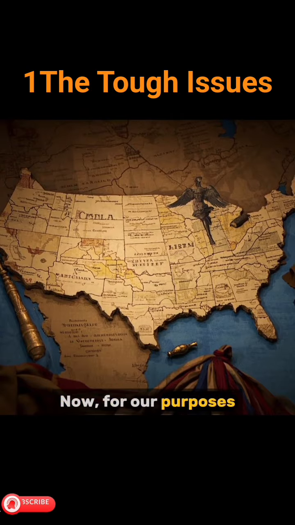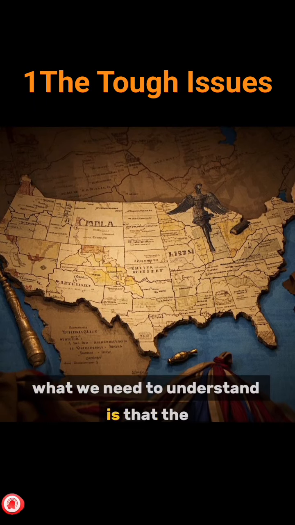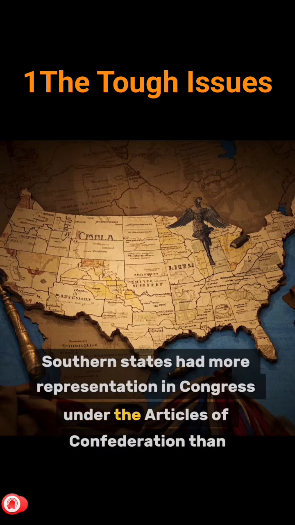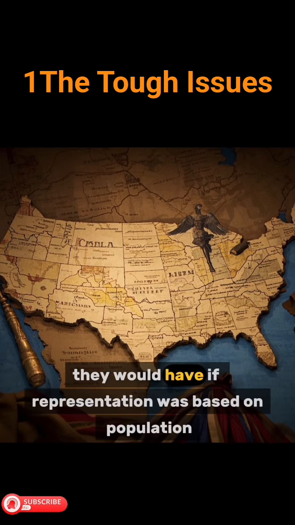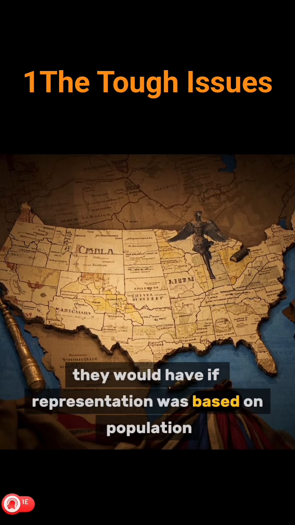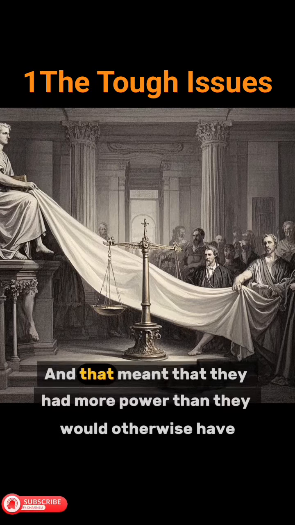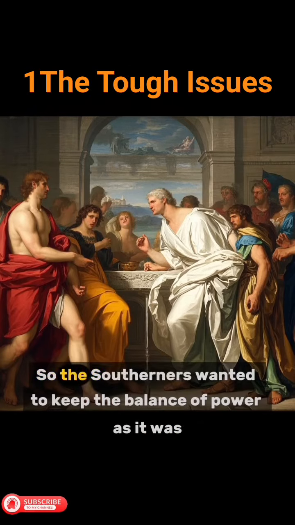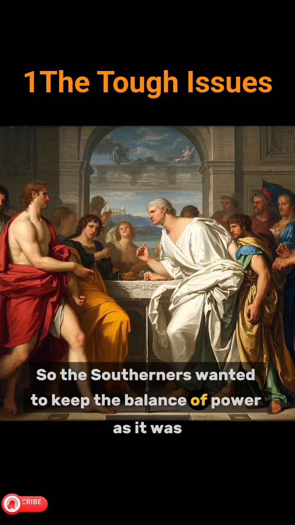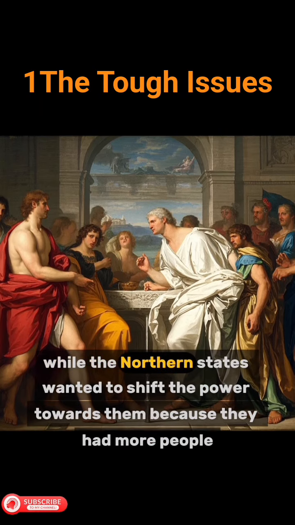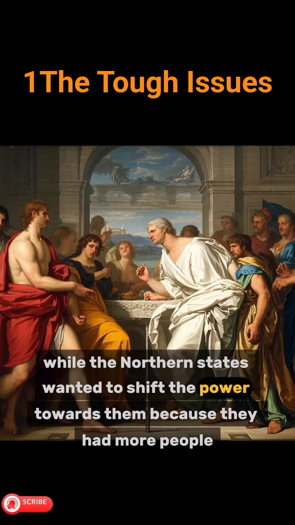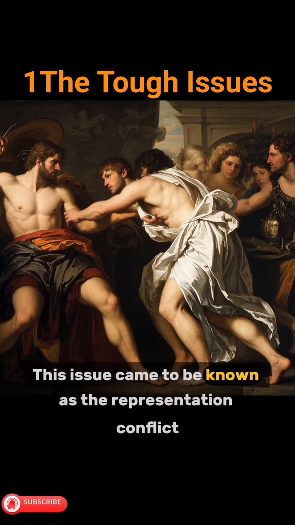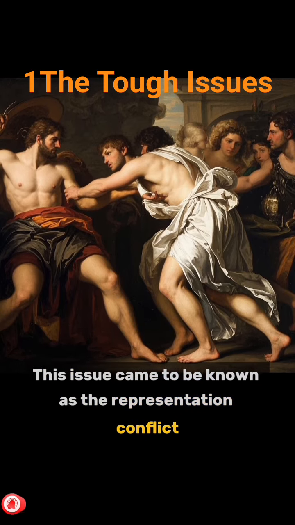Now, for our purposes, what we need to understand is that the southern states had more representation in Congress under the Articles of Confederation than they would have if representation was based on population, and that meant that they had more power than they would otherwise have. So the Southerners wanted to keep the balance of power as it was, while the northern states wanted to shift the power towards them because they had more people. This issue came to be known as the representation conflict.